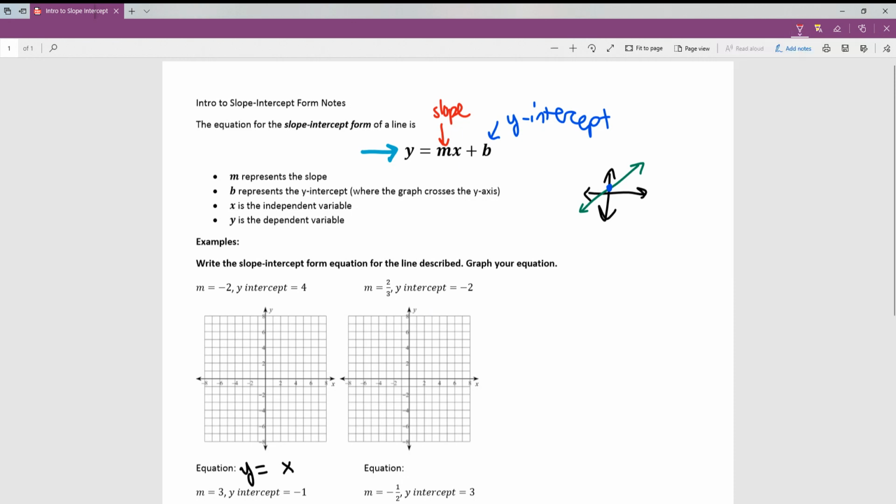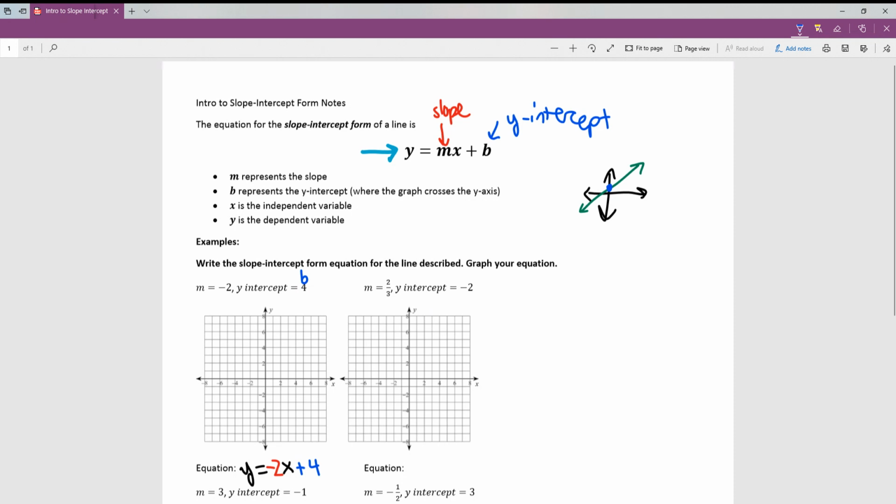They say in this first equation that m is -2. So -2 goes in the m spot, which is in front of x. And our y-intercept is 4. That number, our y-intercept, is our b number. So I'm going to put a +4 at the end of the equation.